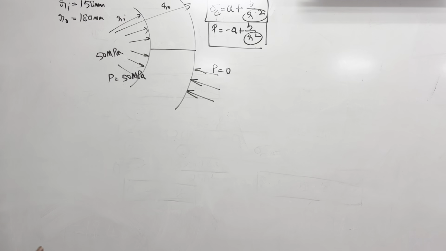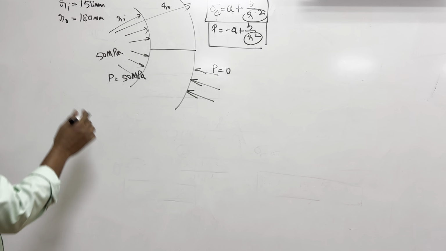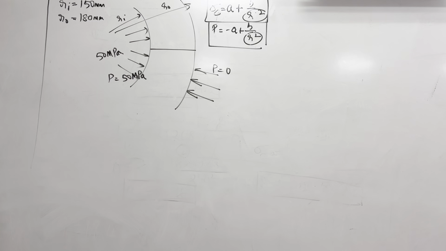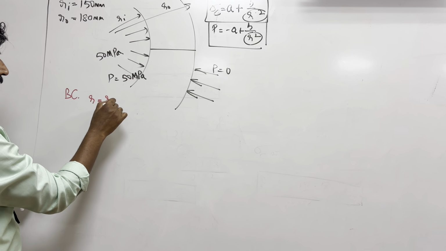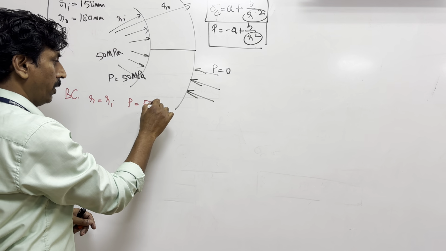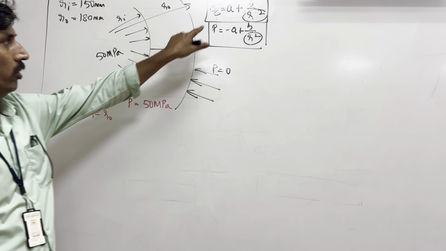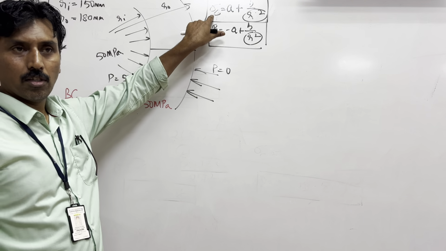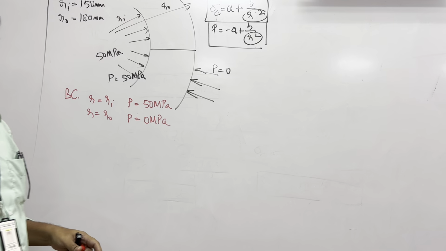So what is the first thing that I have to do? Is it visible here? Okay, now let us write the boundary condition here. So at R is equal to Ri, what is P? 50 MPa. At R is equal to R0, do you know this circumferential stress? It is not given. But by common sense, you know that the outside pressure will definitely be atmospheric, which can be taken as 0 MPa.